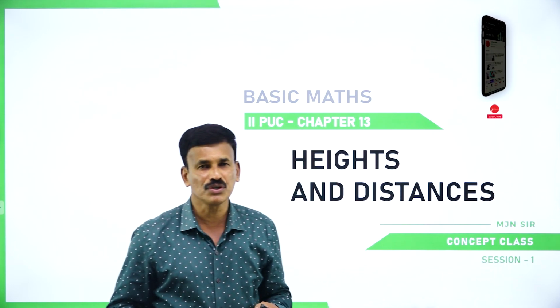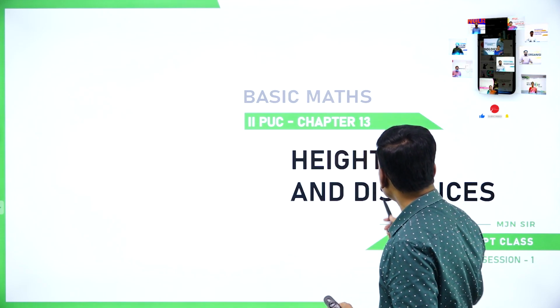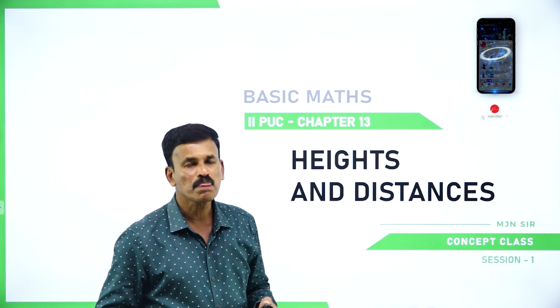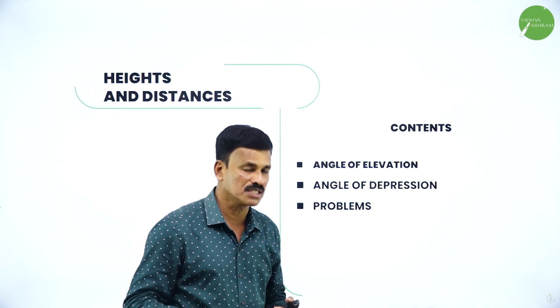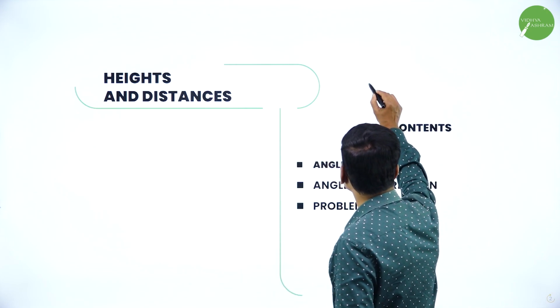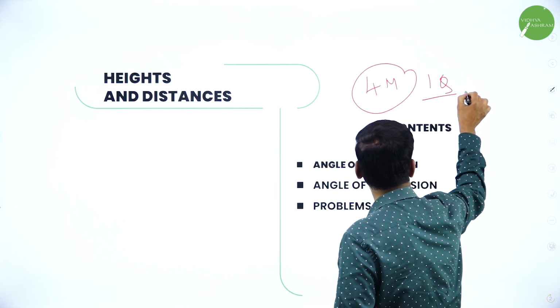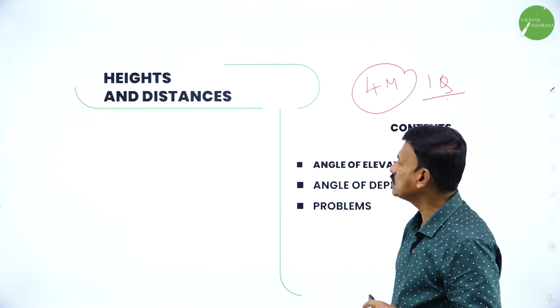Today in this session I am going to discuss a very important and easiest chapter, that is heights and distance. So this is a very important and simple chapter. Now before going to the exact chapter, let us know the weightage for this chapter. In this chapter, heights and distance, you will get only one 4 marks question. One question for 4 marks.